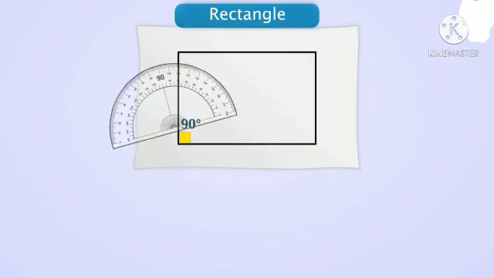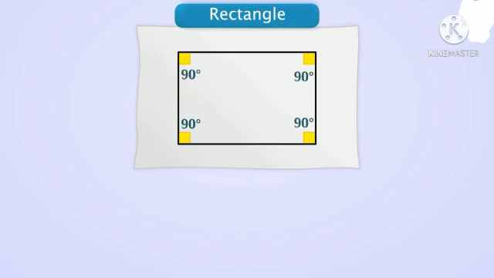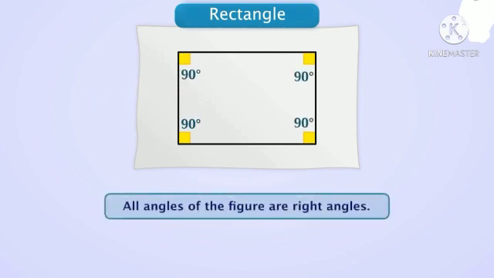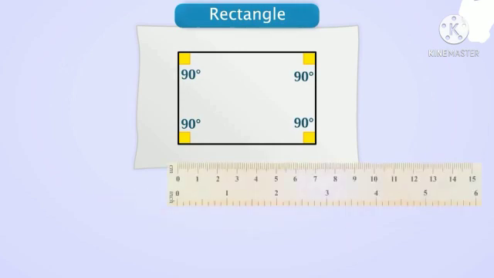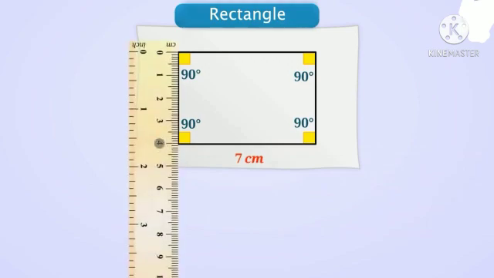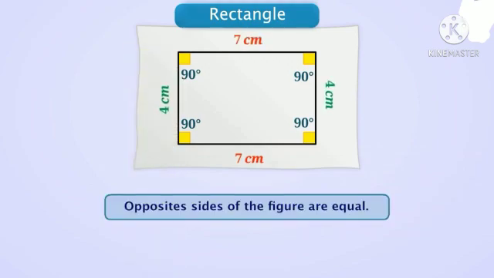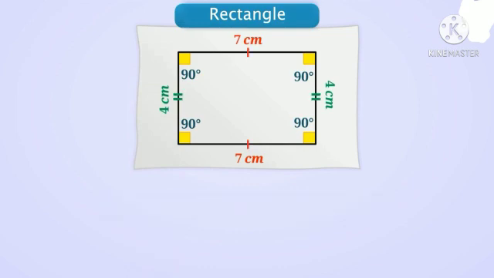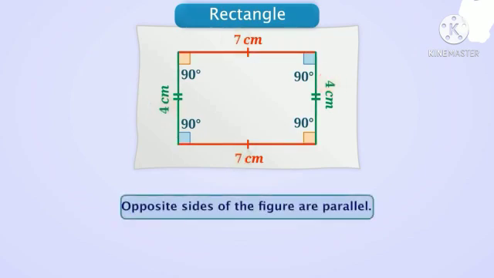You will find that each angle is 90 degrees, which means that each angle in this figure is a right angle. Similarly, if you take a ruler and measure the length of its sides, then you will find out opposite sides of this figure are equal. Here, you can also observe that opposite angles are equal and they are right angles. Since there is an equal distance between the pair of opposite sides, we can say that opposite sides of this figure are parallel.